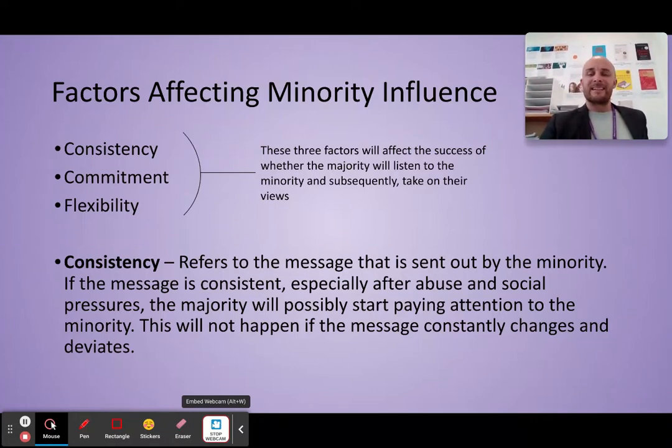Consistency, commitment, flexibility. Consistency is basically to what extent is the minority's message consistent? To what extent do they say the same thing and agree on the same thing? If they do agree on the same thing, if they are saying the same thing, that is going to influence the majority. So, for example, if the message stays consistent after abuse and social pressures, the majority will possibly start paying attention. Good example here is vegans, for example.